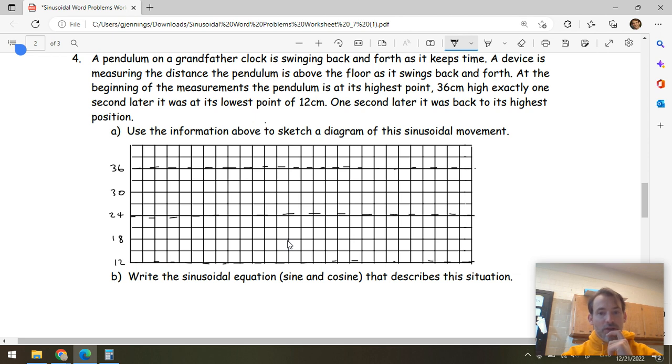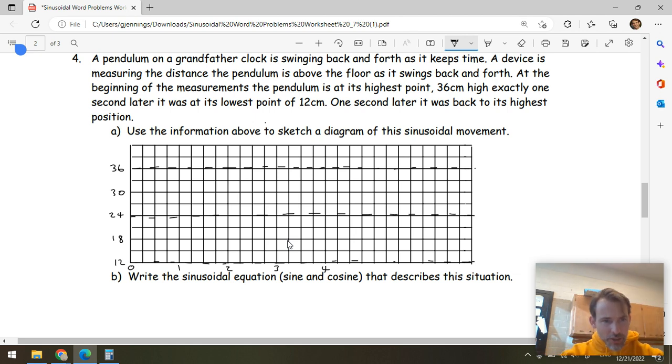Okay, so let's go. We know that at the beginning it was at 36, so we're going to do seconds here by fours. Okay, so here is 0 seconds, 1 second, 2 seconds, 3 seconds, 4 seconds. Why would I do that? I don't want the squiggly line to be so tight. I want to space it out so I can see more detail.